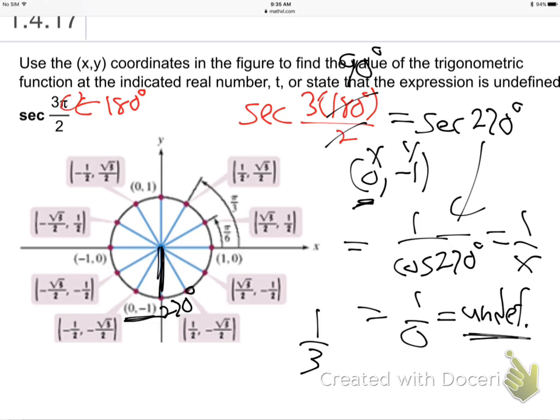Secant, and if you calculate, try it. Try any calculator. If you have secant, or I guess you'd have to do cosine and then flip it, you'll get error, or different calculators will say different things. Error, or something like that on that. Good? We good with that?